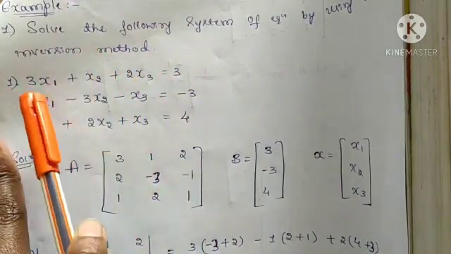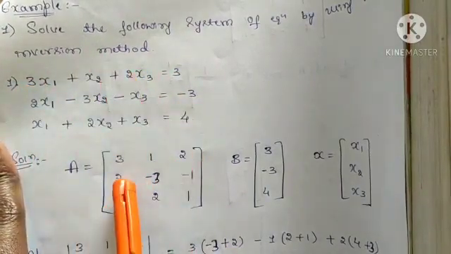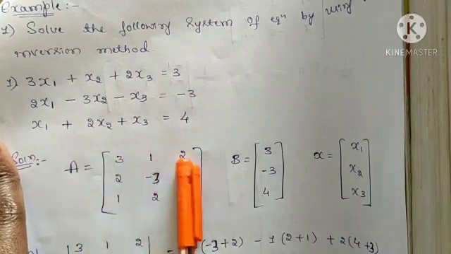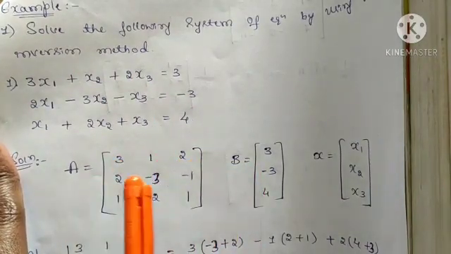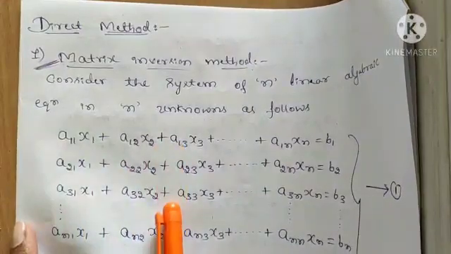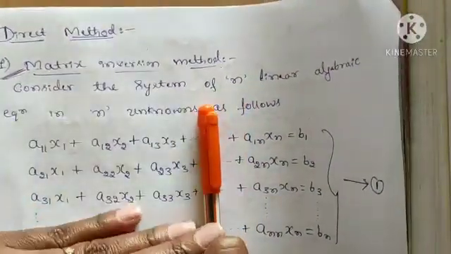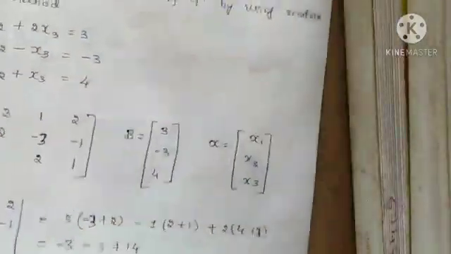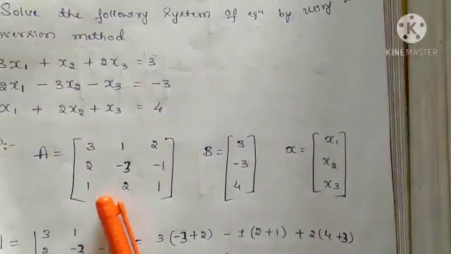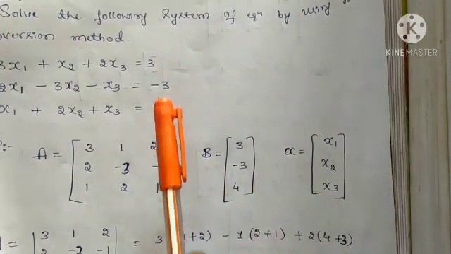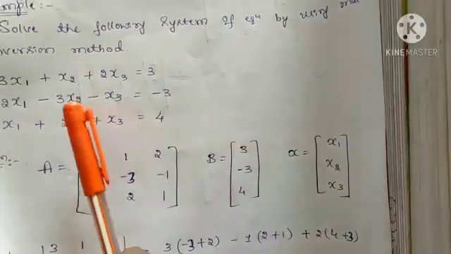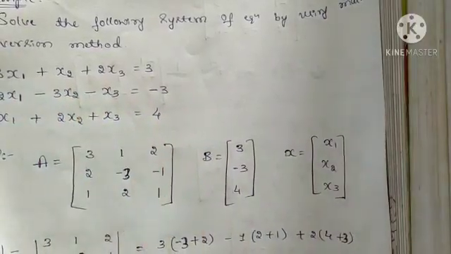Therefore A is this one: 3, 1, 2, 2, minus 3, minus 1, 1, 2, 1. And B is equal to the constants. If you are confused, look here: a11, a12, a13, a 3 cross 3 matrix just stops here. 3 cross 3 means this one. Therefore consider A as this one and B as the constants, that is 3, minus 3, 4, and X as the unknowns x1, x2 and then x3.